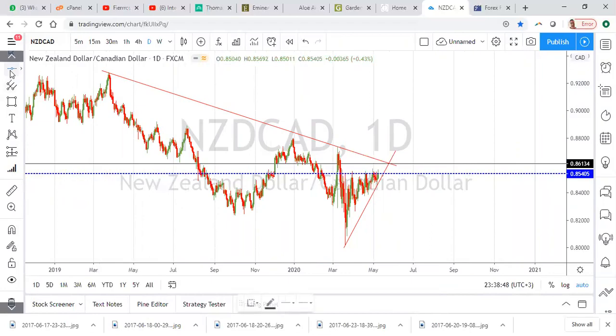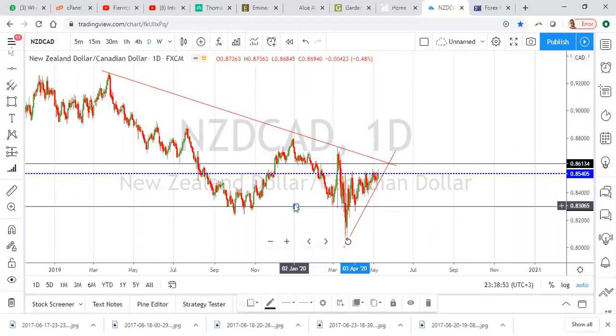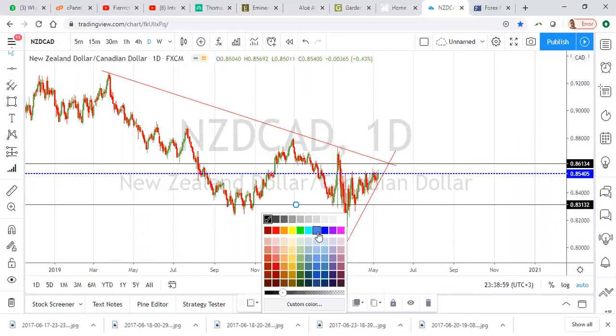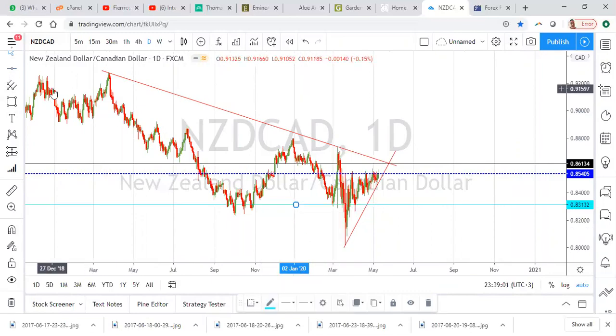So in the meantime, I draw my trend lines on the bodies of the candles. Don't ask me why I do that, but it just helps me see the chart much clearer. So I look for the highs.